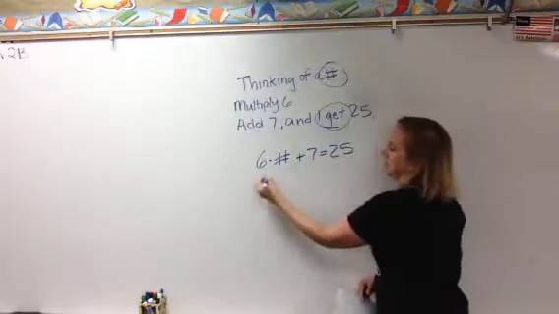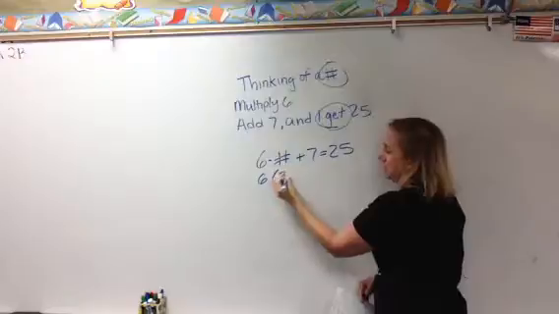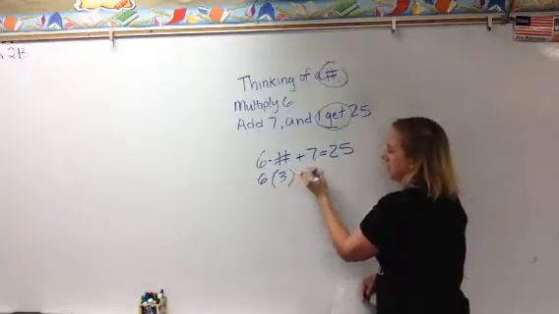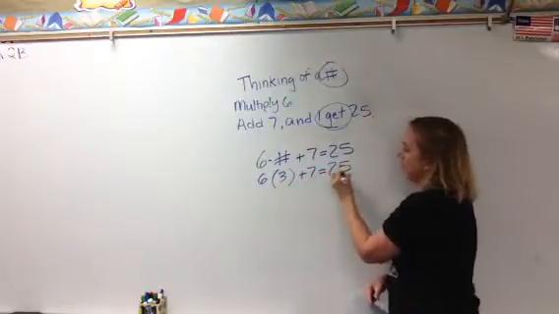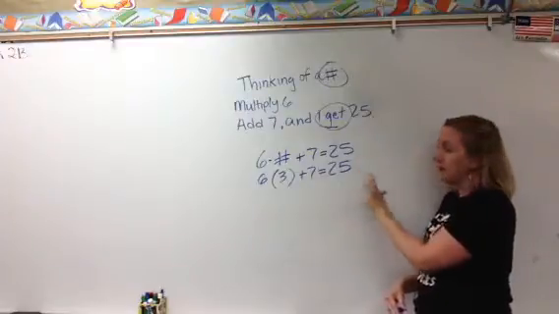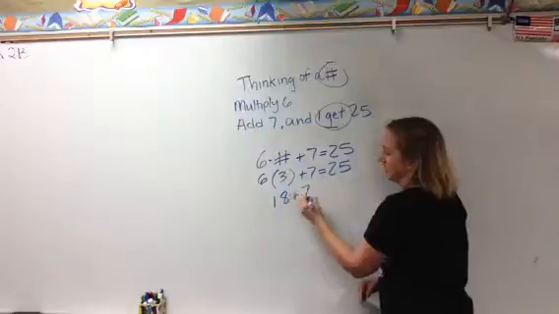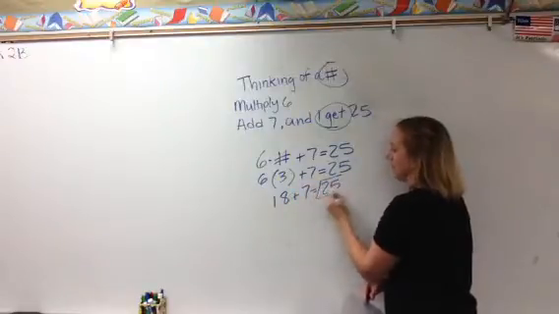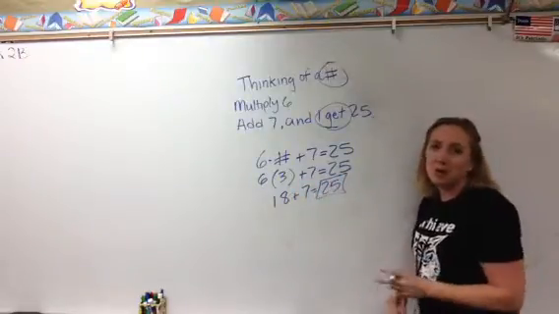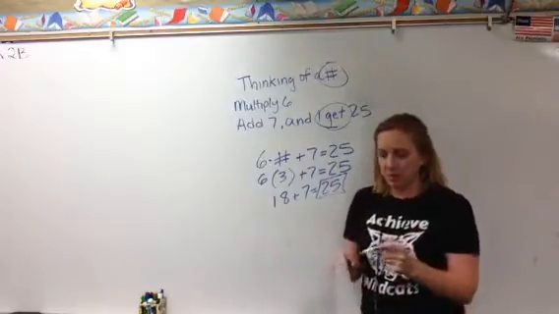So here we go. I'm going to say 6 times 3 plus 7 equals 25. Notice I'm showing all of my work. I'm not leaving a step out. 6 times 3 is 18 plus 7. That equals 25, and I got my answer. So that's how I go about solving one of those finding your number problems.